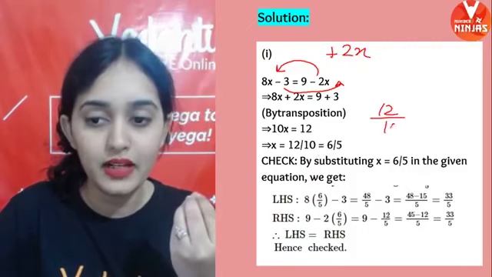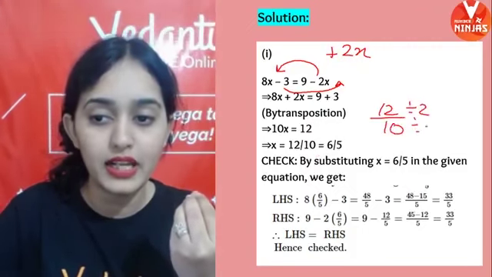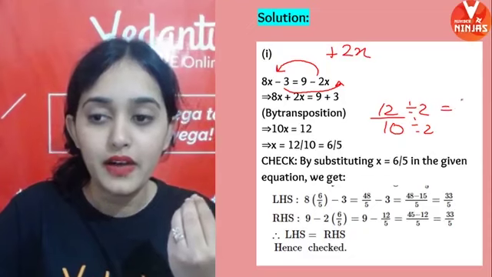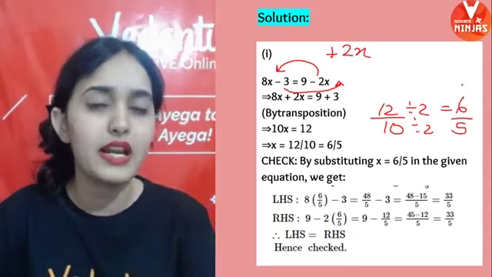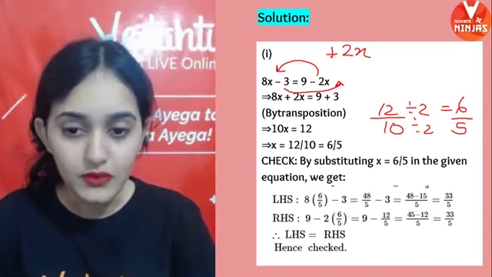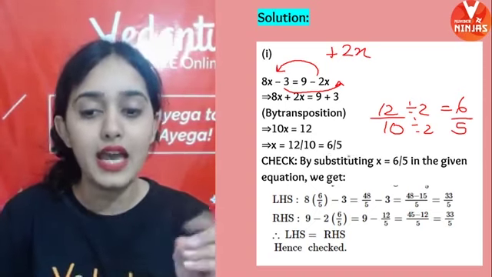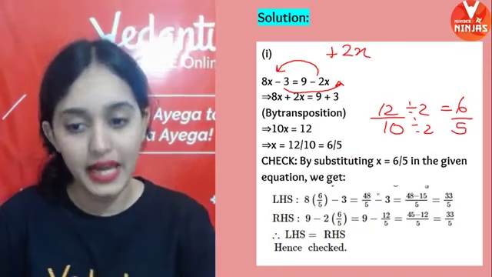How? 12 divided by 10. So if I divide it by 2, what will I get? 12 divided by 2 is 6, 10 divided by 2 is 5. So I will get 6 by 5, right? So I am just writing it in a simplified form. So we got 6 by 5 as our value of x.